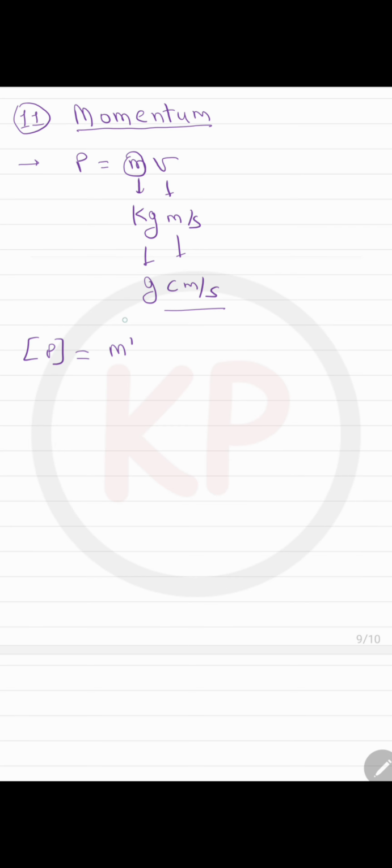Momentum. Momentum is defined as the product of mass and velocity. P is equal to m into v. The unit of mass is kg and the unit of velocity is meter per second. So kg meter per second is the unit of momentum in MKS, and gram centimeter per second in CGS. Its dimensional formula will be P is equal to mass, M1, times the dimensional formula of velocity, L1 T minus 1.